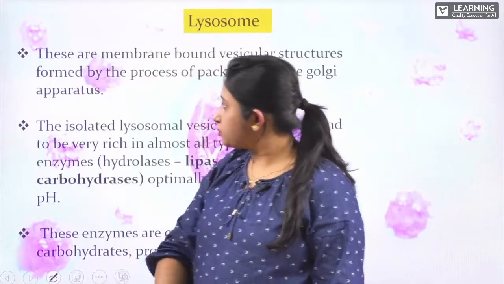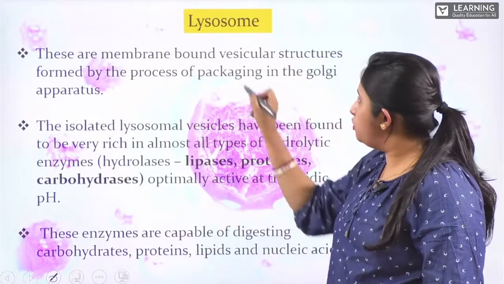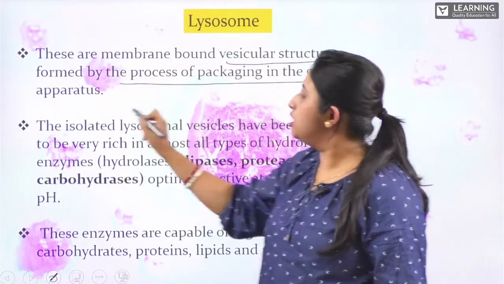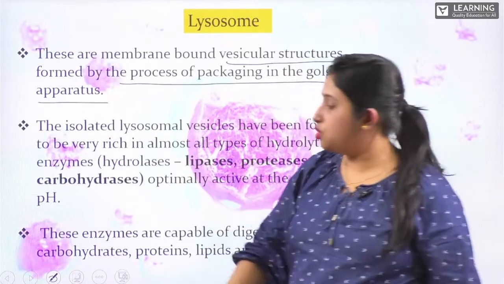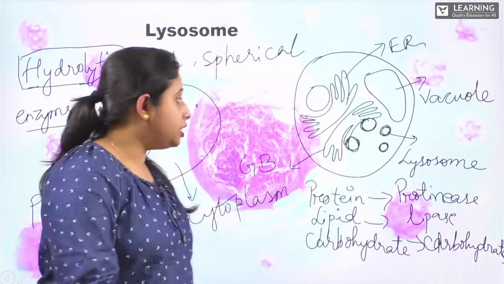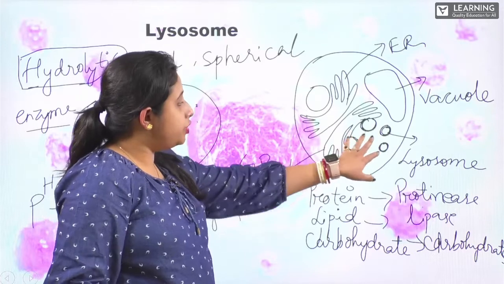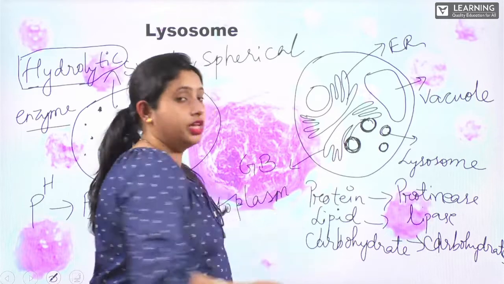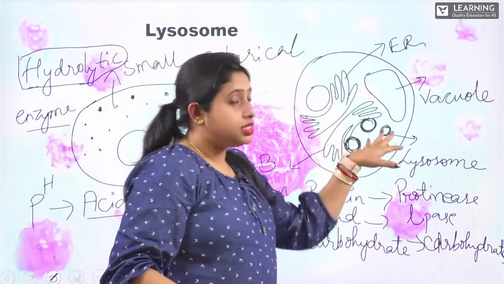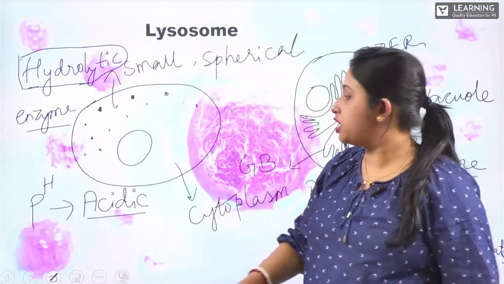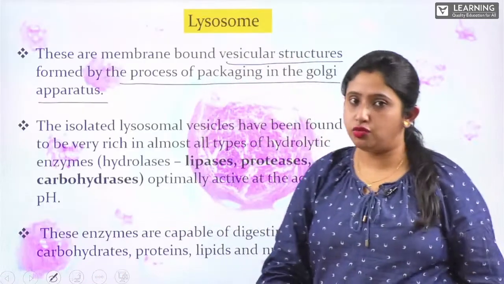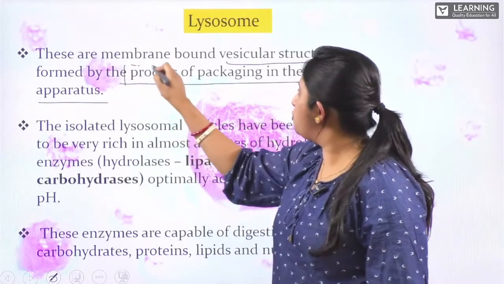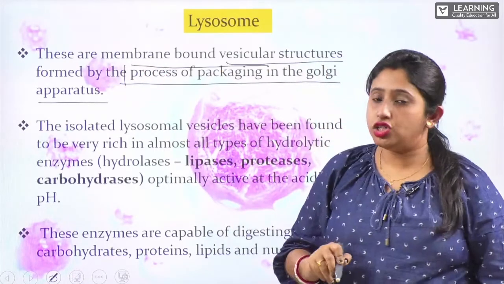As you can see, they are membrane-bound vesicular structures formed by the process of packaging in the Golgi apparatus. In this diagram, you have seen the membrane-bound vesicular structures. These are the vesicles from the Golgi body. So lysosomes are formed from the vesicles of the Golgi bodies, by the process of packaging in the Golgi bodies.